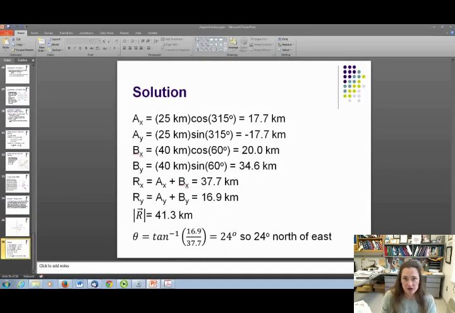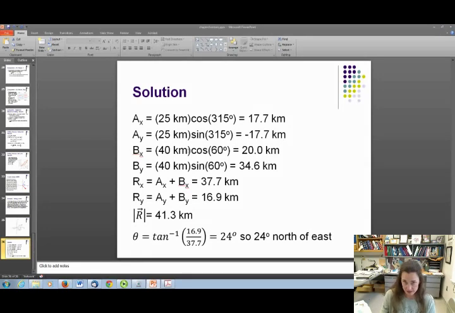So first of all, I have to break my vectors A and B up into their vector components. And then the strategy is to add Ax plus Bx to get the x component of my resultant R vector, and then Ay plus By to get the y component. All right, so the x component of A will be 25 kilometers times the cosine of that theta A, which was 315 degrees, and that's 17.7 kilometers. The y component of vector A will be the length of vector A, which is 25 kilometers, times the sine of 315 degrees, and that gives me negative 17.7 kilometers.